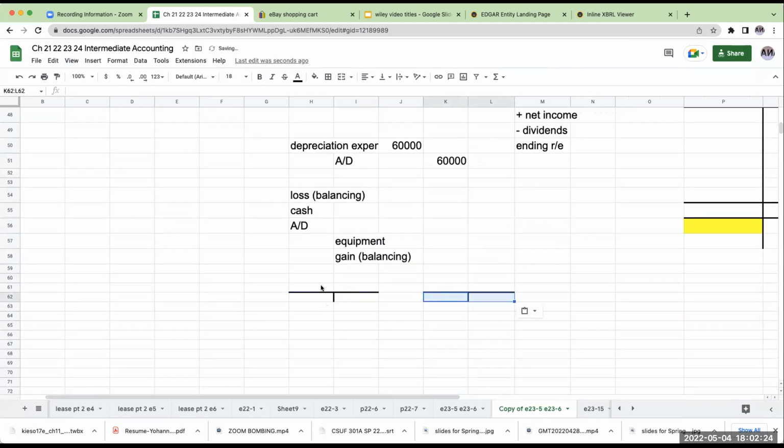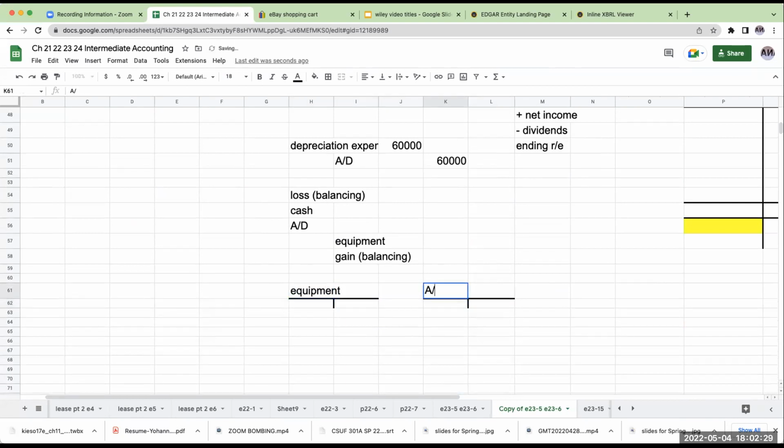When I sell equipment, I have to take that equipment off of my books. So I'm going to be crediting equipment. Also, when I sell equipment, I have to get rid of that accumulated depreciation. That is a contra asset account. It's going to have a credit balance, so I'm going to go ahead and debit that balance. I'm going to get cash, and then whatever I have left over here is going to be a loss or a gain.